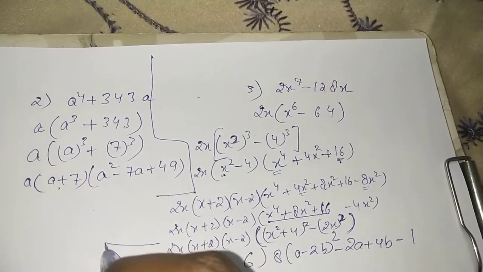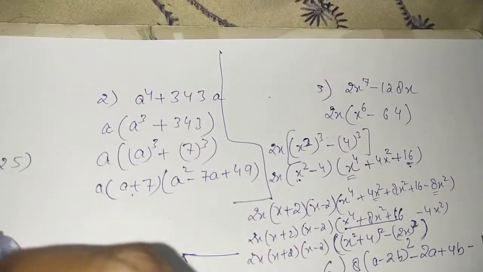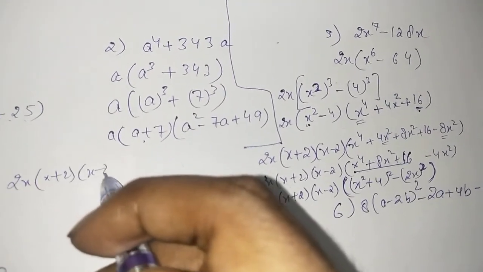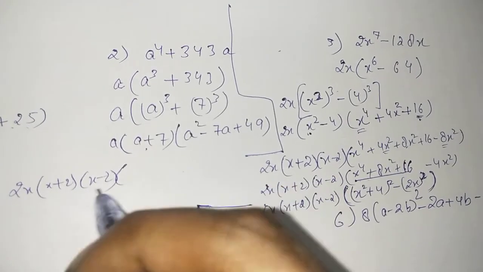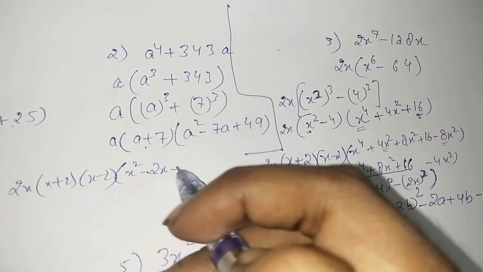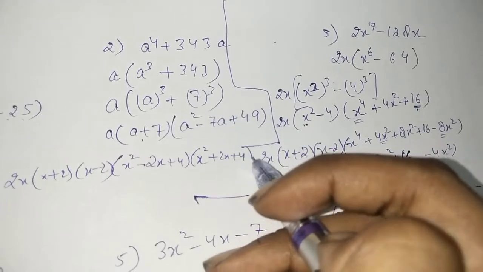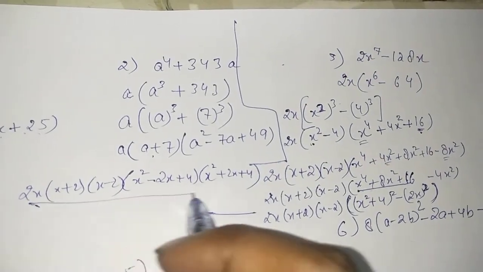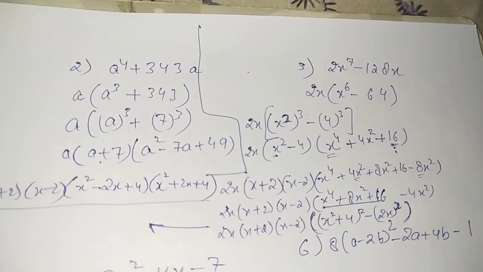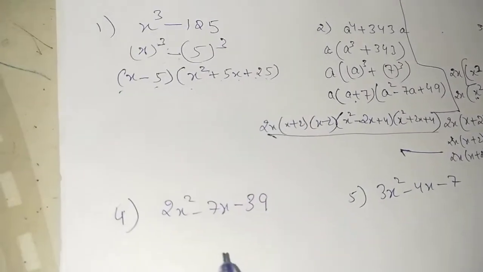Alright, I am writing it down over here. So that means now inside the bracket again we can apply a plus b and a minus b. So that means it will be 2x into x plus 2 into x minus 2 into x square minus 2x plus 4 and x square plus 2x plus 4. So this will be the final thing. If you stop it over here, you will lose marks. This step is important. Alright, so we'll have to check and do it accordingly. Okay, now comes the trinomial.